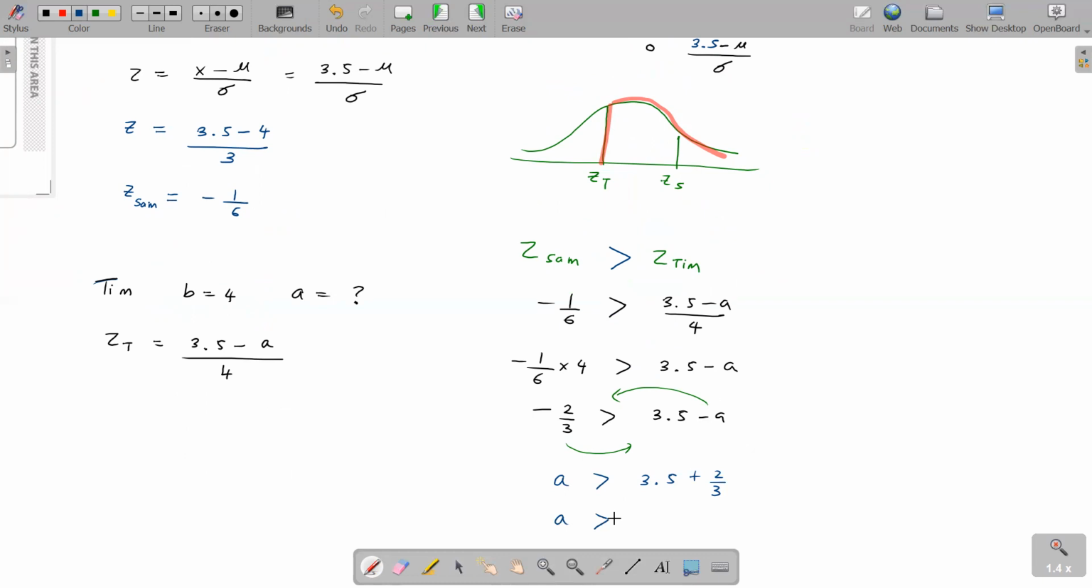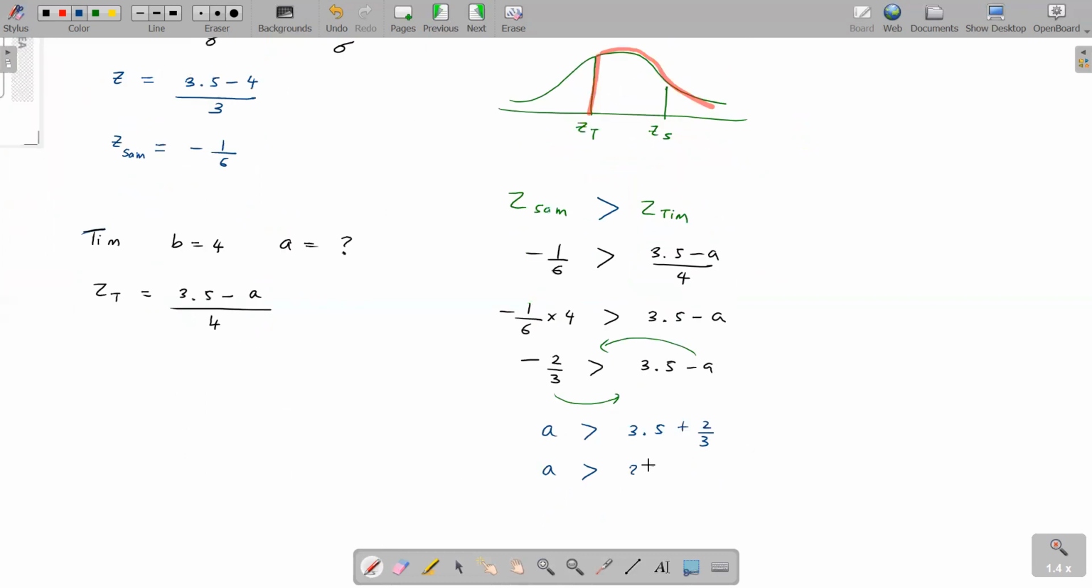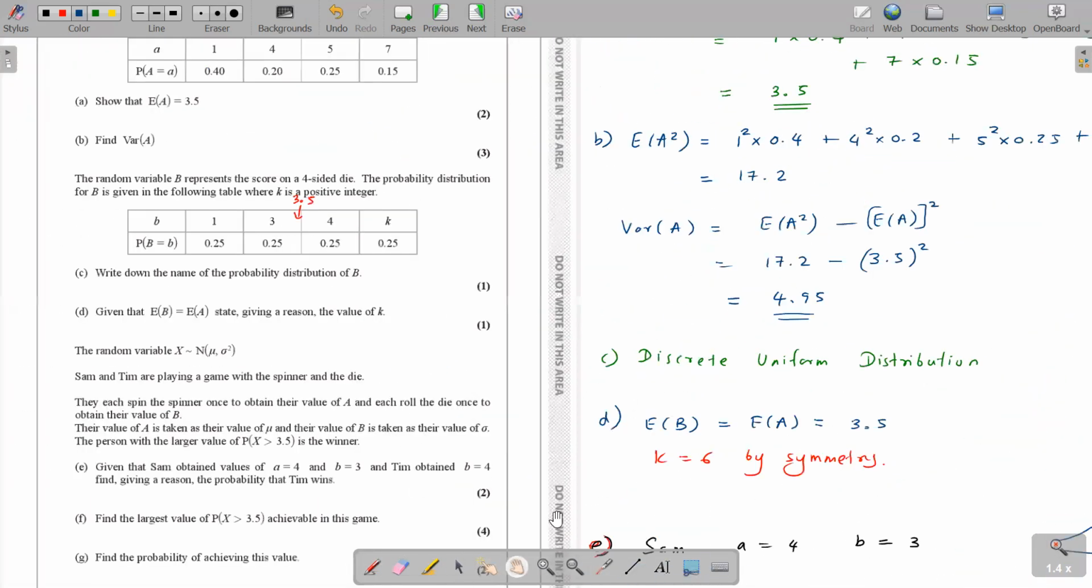How much is this? 3.5 plus 2 over 3. How much? 25 over 6, which is 4.166, 4.17. So which means what? If Tim is supposed to win, the A value, which is the value you get from the spinner, must be bigger than 4.17. So if you get A values bigger than 4.17 from the spinner, then Tim will win.